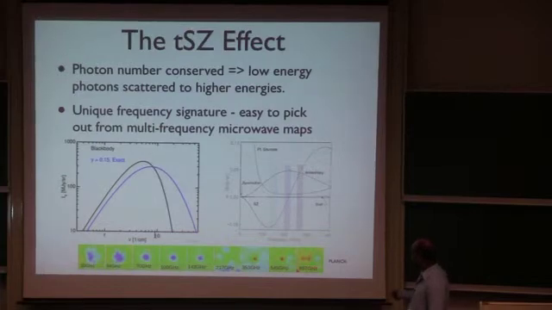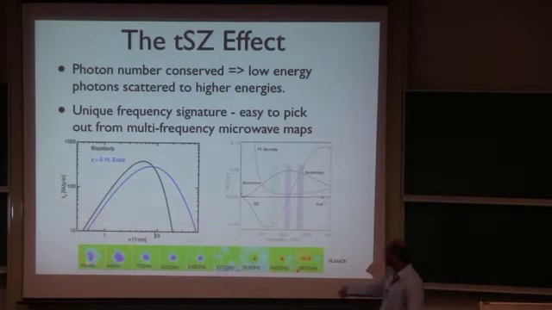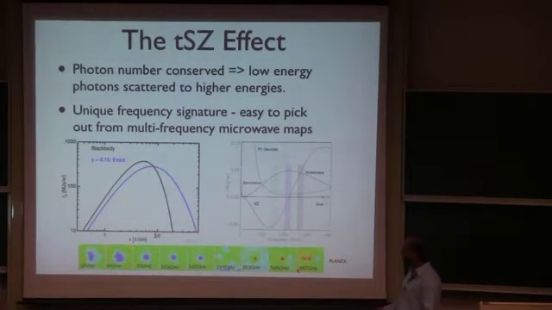Here you see an example of a cluster in Planck. These are low frequencies, and you see there's a decrement. Essentially, the cluster casts a shadow on the CMB. At 217 there's no signal, and then you get an increment here. This is a unique signature that allows you to pull out clusters from multi-frequency CMB maps.